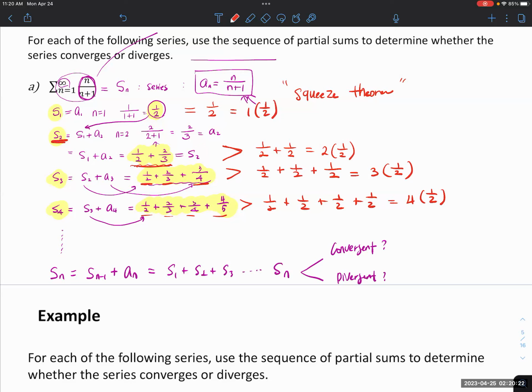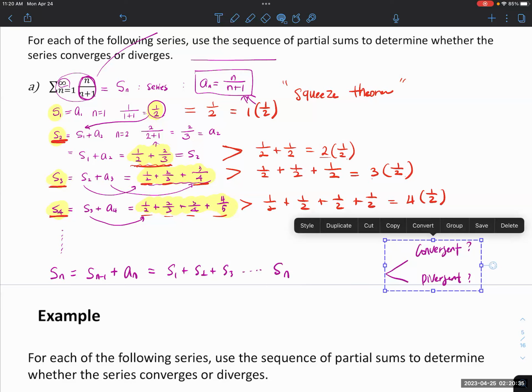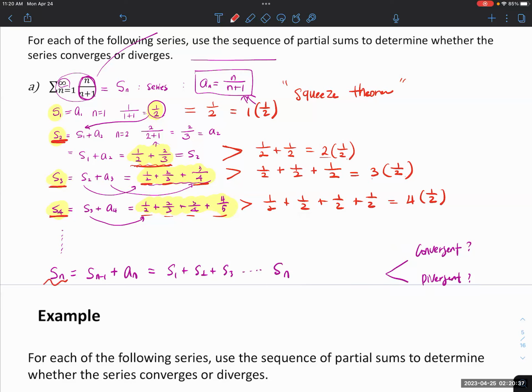S2 is going to be larger than 2 times 1/2. S3 will be larger than 3 times 1/2. S4 is going to be larger than 4 times 1/2. Therefore, I can also make the conclusion Sn is going to be larger than n times 1/2 because of the pattern.